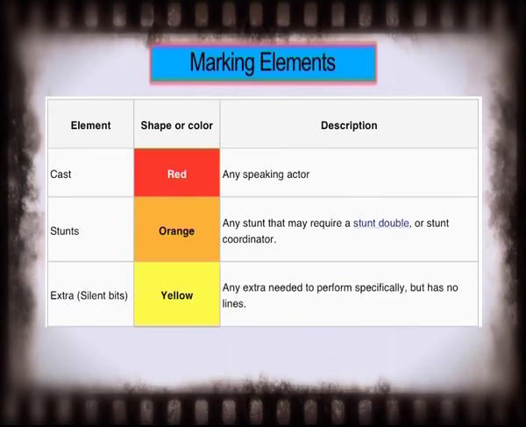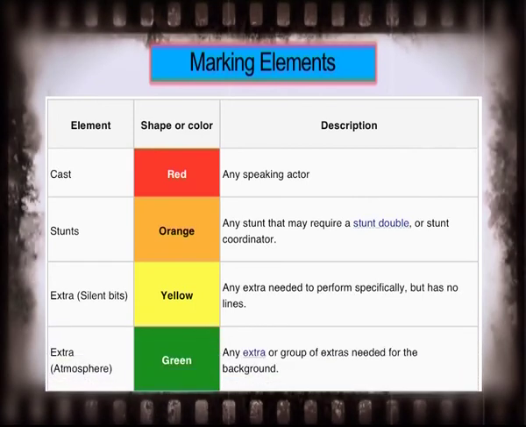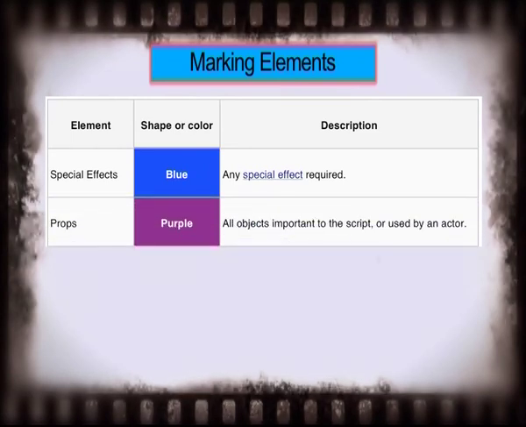Then extras. Extras also have two different parts. One is the silent bits, where you actually show the person but he has no dialogue. That part is colored yellow. And you have the extra which is atmosphere, meaning when you see a crowd involved in a shoot. That is indicated by color green. Then you have special effects, for which we use color blue. And for props we use purple.